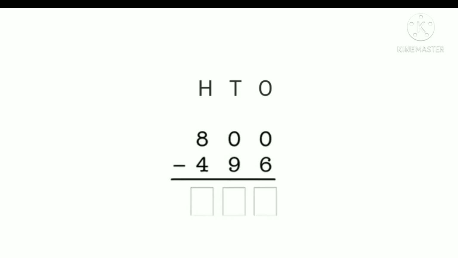We have 0 minus 6, so we must take a 1 from the tens place to make 10 ones. But we don't have a 1 in the tens place. Before we can take a 1 from the tens column, we must take a 1 from the hundreds column to make 10 tens. To show that we took 100, we cross out the 8 in the hundreds column and enter a 7 above it. We enter a 1 here to show that the 100 became 10 tens.